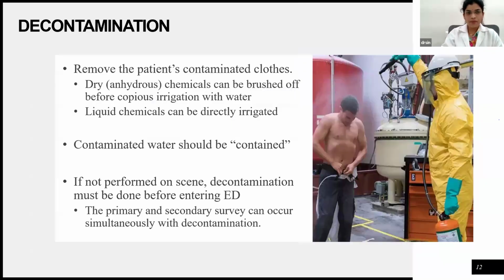So coming to the next step, decontamination usually starts with removing the patient's contaminated clothes. In case of dry chemicals, these chemicals should be brushed off even before copious irrigation with water is started. And in case of liquid chemicals, we can directly start off irrigating. So this contaminated water should and must be contained. And if decontamination is not performed on scene, it should be done even before the patient enters ED. And the primary and secondary survey can occur simultaneously with decontamination.